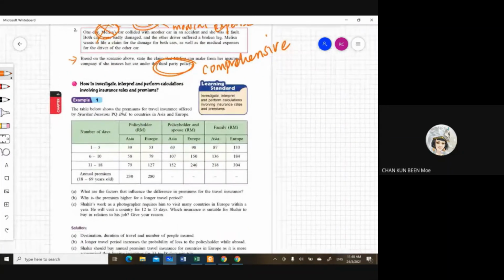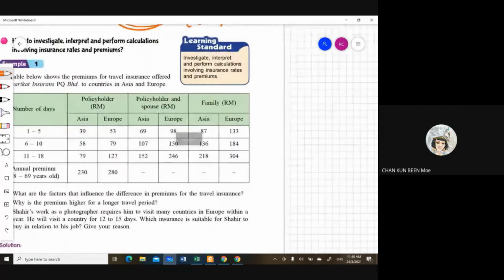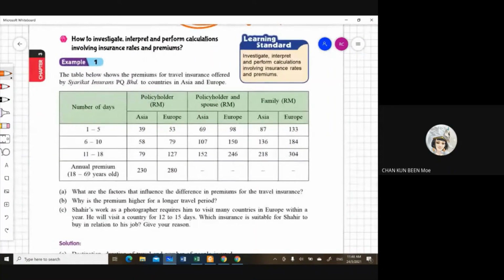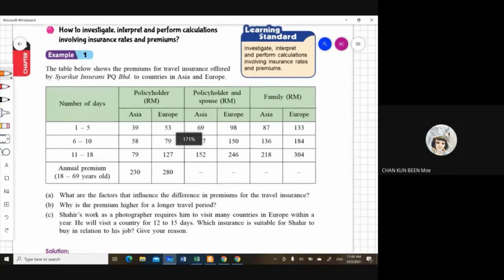Okay, now we look at the next one here. How to investigate, interpret, and perform calculations involving insurance rates and premium. So this one, they are showing you on how to read, interpret from it, and then how you are going to calculate it. So we go through slowly. This is easy. This example is easy.